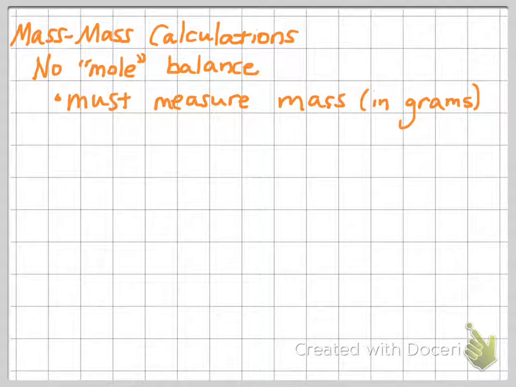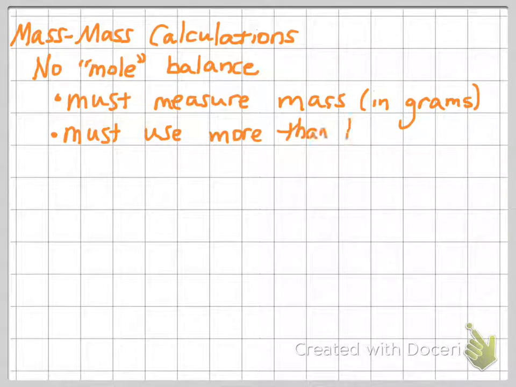The only way I have to measure matter is to measure it either by volume, to measure it by mass or weight, or to measure it by counting, okay? There's not a mole way to measure it directly. What that means for these calculations is that you're going to have to use more than one conversion factor.